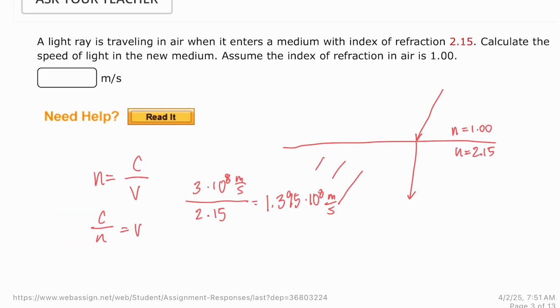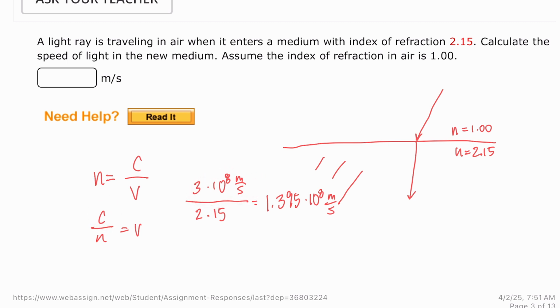This question asks us to find the speed of light in the new medium. So recall this equation where the refractive index is equal to the speed of light, which is a constant, over the velocity in the new medium. Rearranging this top equation, we get this, and then we just need to plug in the values. c is always going to be equal to this, so you can just have that memorized.